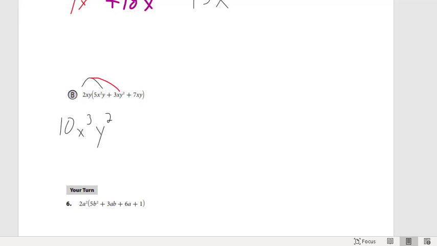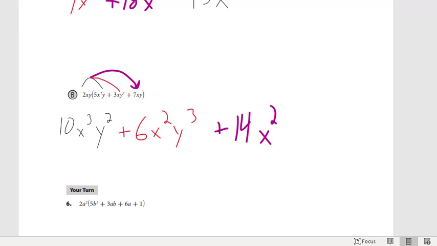Distribute it through everything. So 2 times 3 is 6. X times x is x squared. Y times y squared is y to the third. And finally, get it to all three pieces. 2 times 7 is 14. X times x makes it x squared. And y times y makes it y squared.